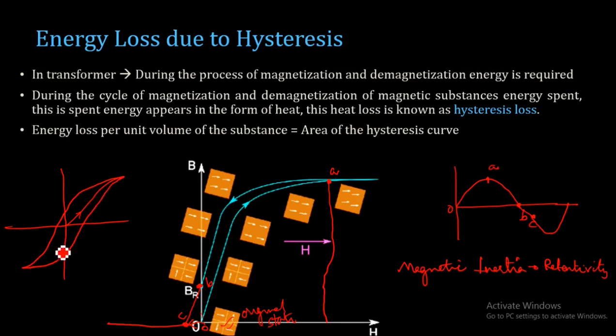At each cycle, the energy will be spent to change the direction or alignment of these dipoles. That energy is known as the hysteresis. The energy that is lost is known as hysteresis loss. So the energy loss per unit volume of the substance is given by the area of the hysteresis curve. Okay, so hope that is clear.